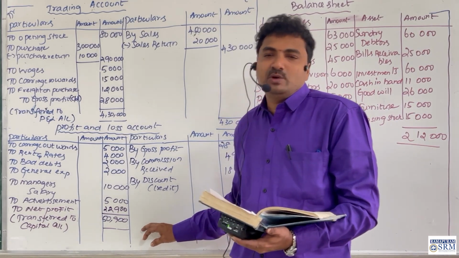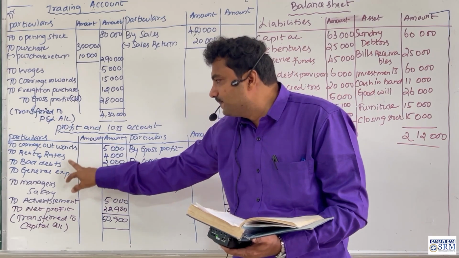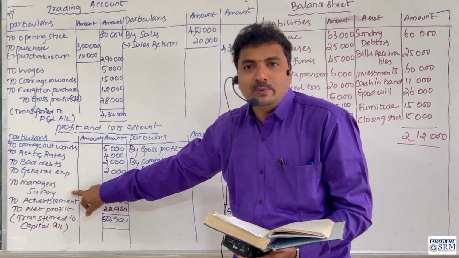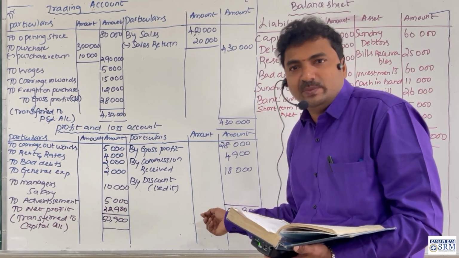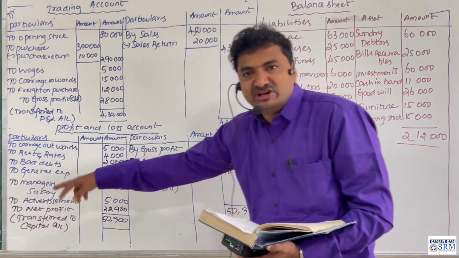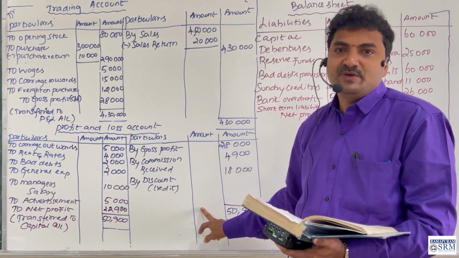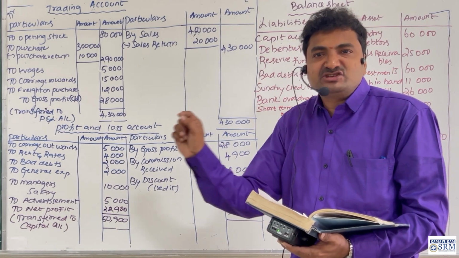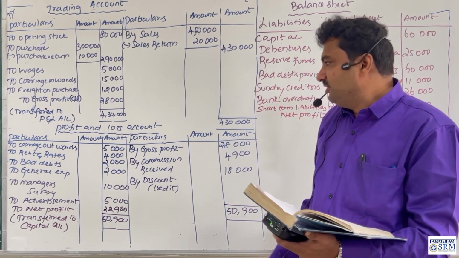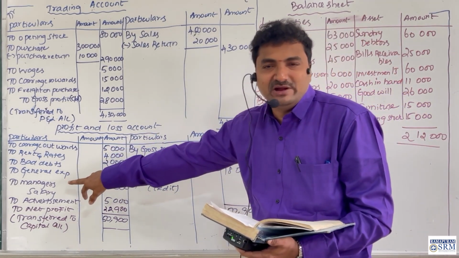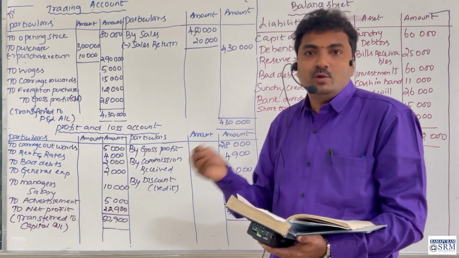Okay, again the same calculation we did for the trading account. Suppose in the profit and loss account, the debit side total is 20 rupees and the credit side total is 25 rupees. So 25 minus 20, the 5 rupees we can call net profit. If income is higher than expenses, you will get net profit. If expenses are higher than income, you will get net loss.